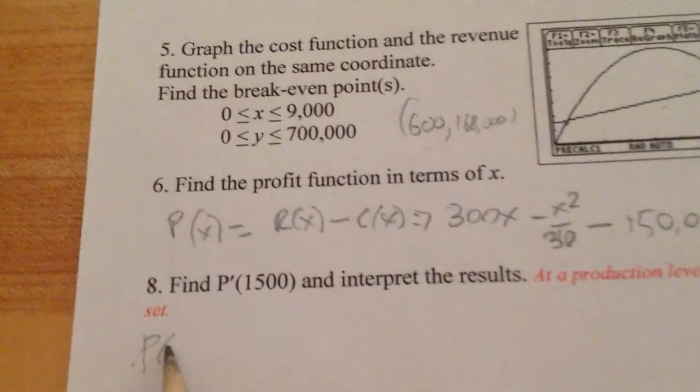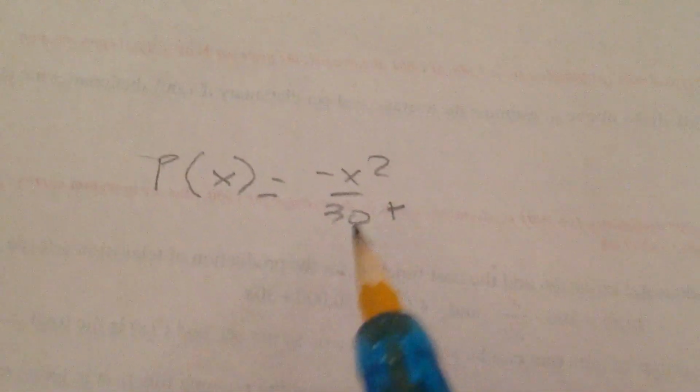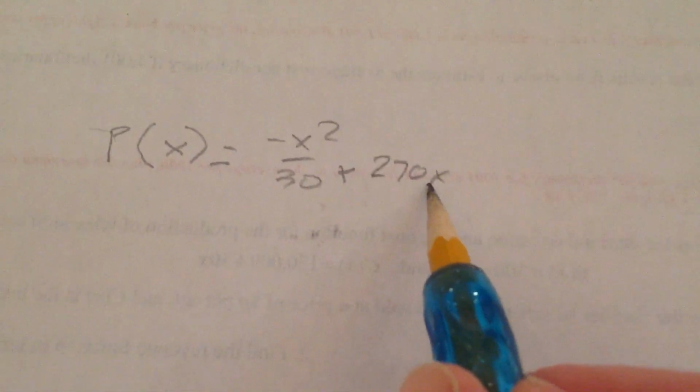So the profit function, alright, I'm going to do it on the back because I'm running out of room. You don't have to do it on the back. The profit function then, and I'm going to put the x squared term first, which was negative x squared over 30, plus I'm going to combine the 300x and the negative 30x to get 270x, and then we had the minus 150,000.